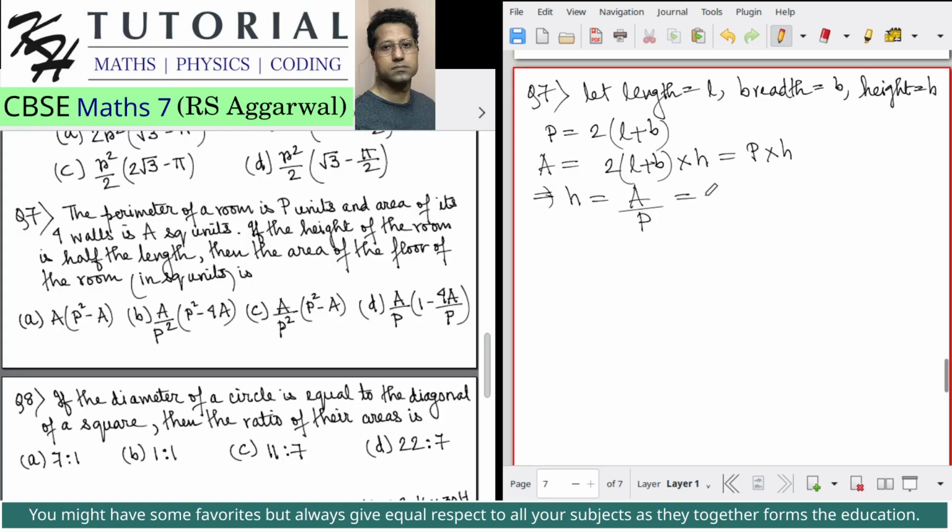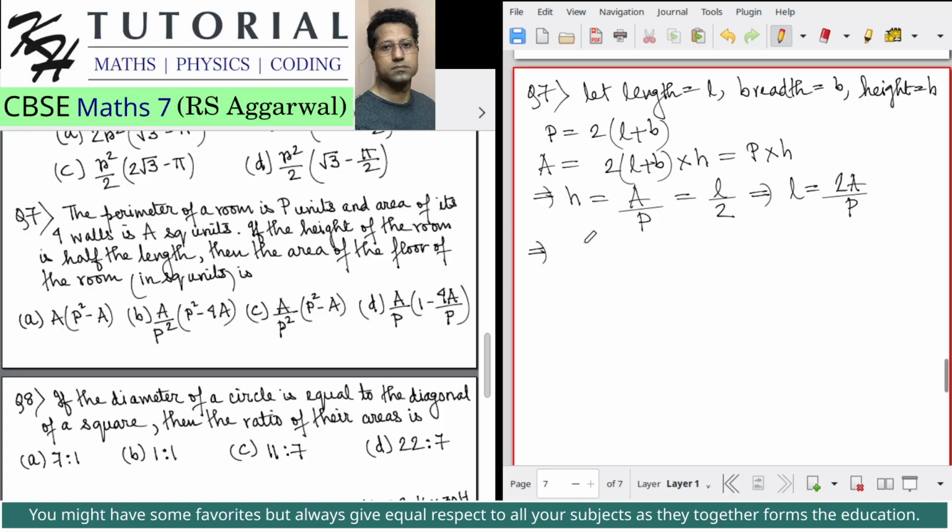So this must be equal to L by 2. Height is given to be half the length. So H, which is equal to A by P, must be equal to L by 2. So from here we can say L is equal to twice A by P. Now we know H, which is A by P. We know L, which is twice A by P. We also know P. We can easily find then B.